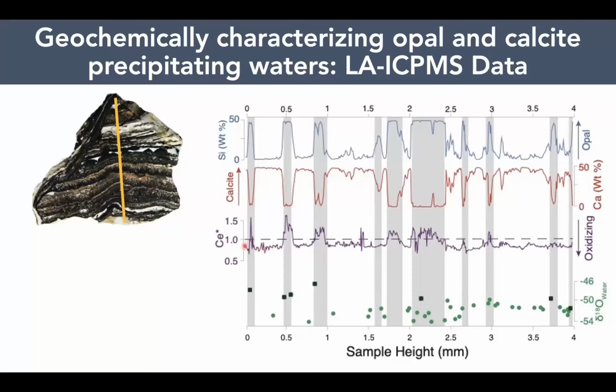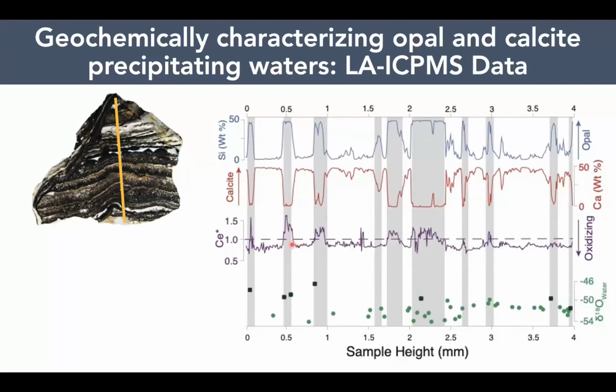And so if we plot cerium star for our layers, you can see a pretty nice correlation between high cerium star values and opal layers, low cerium star values and calcite layers. And so that's telling us that there's a shift in these waters that's happening to precipitate out these two types of layers.